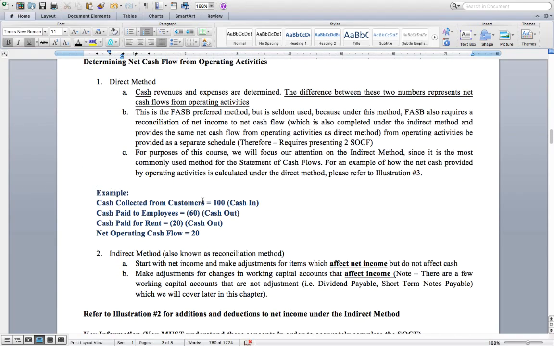An example of the direct method would be you would start with what cash you collected and then back out the cash that went out the door, and that would end up giving you your result of net operating cash flow. One thing to note, the direct method presentation is similar to how you will present it for investing and financing activities. However, we will not do the direct method for the net cash flow from operating activities, but you will make sense of that when we do an example. For financing and investing, the presentation is similar to the direct method.